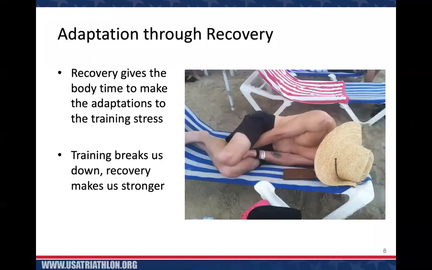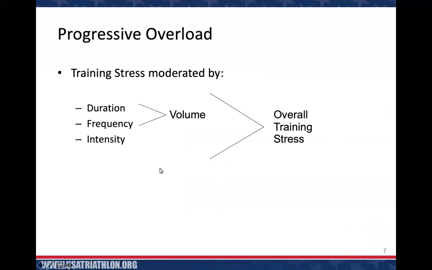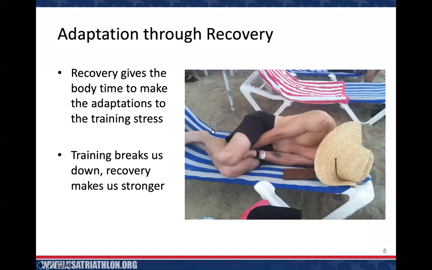But in order to allow the body to grow stronger, we can't keep increasing these things. We have to allow adaptation through recovery. Recovery gives the body time to make adaptations to the training stress. Again, that idea of supercompensation. And always remember this: training is breaking you down, recovery makes you stronger.